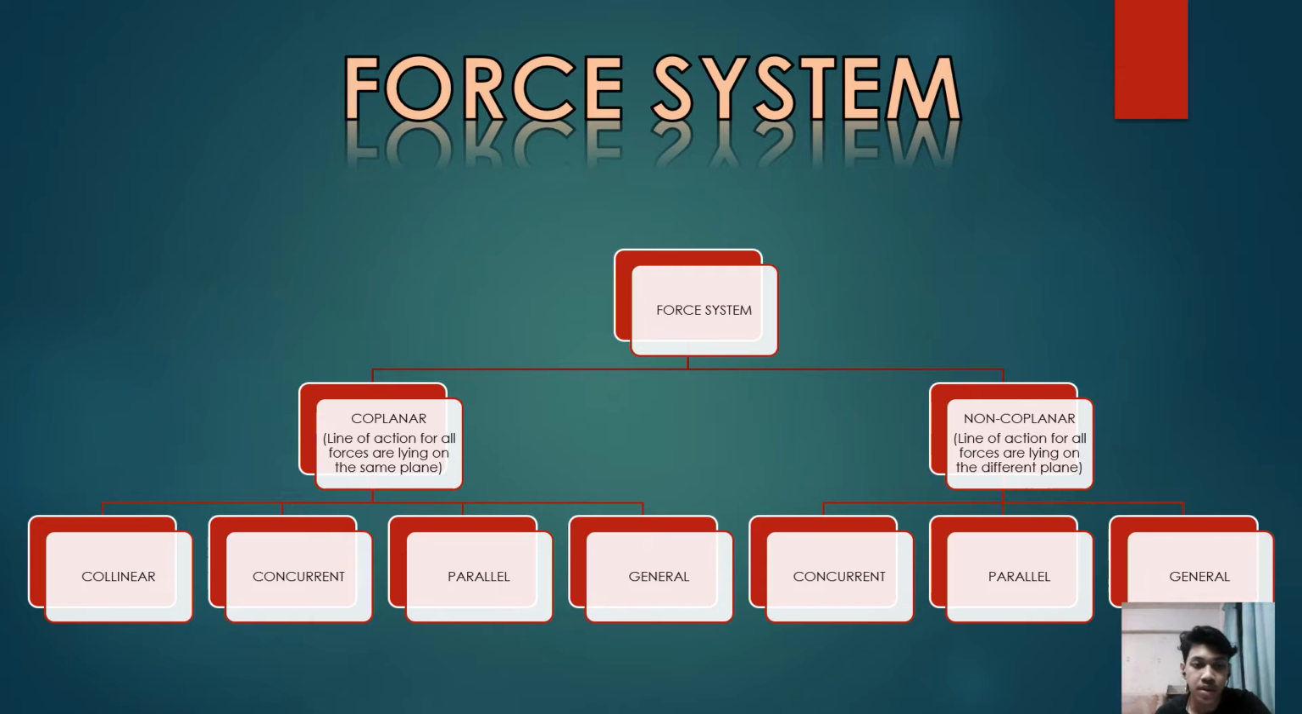So coplanar force has four types: the first one is collinear, the second one is concurrent, the third one is parallel, and the last one is general. Meanwhile, for non-coplanar, we only have three: concurrent, parallel, and general.